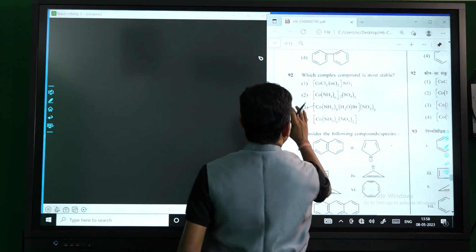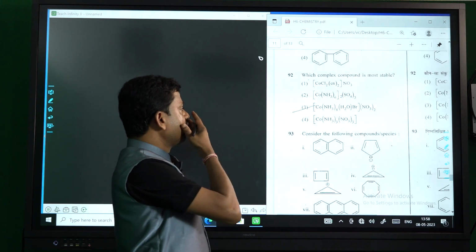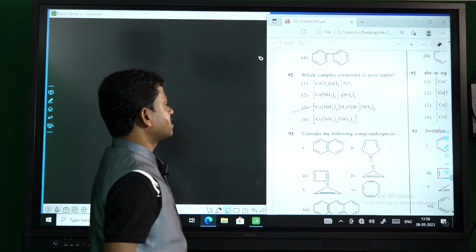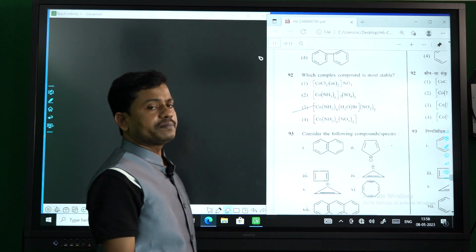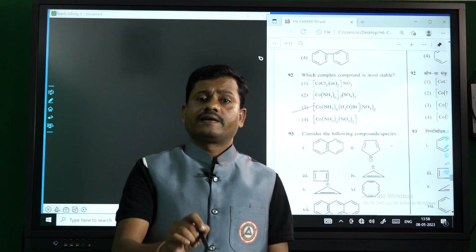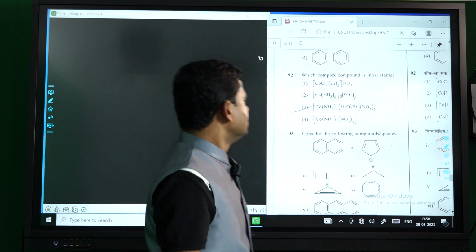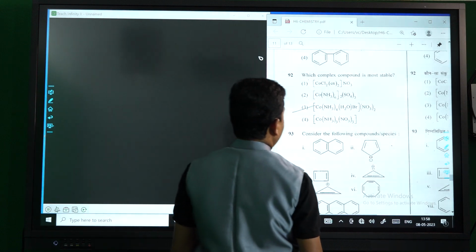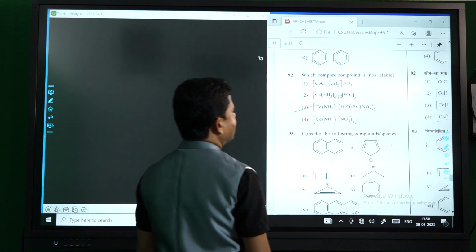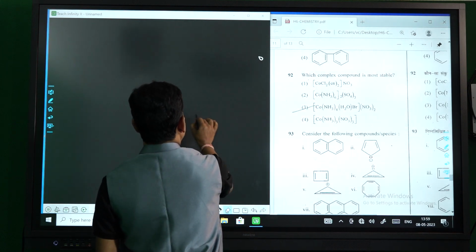Question number 92. Which complex compound is most stable? Dear students, if the polydentate ligand is present, then the chelating effect increases the stability. In your question, only option 1 has ethylene diamine, which is a symmetrical bidentate ligand.